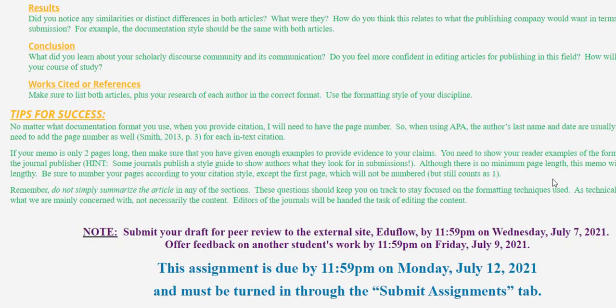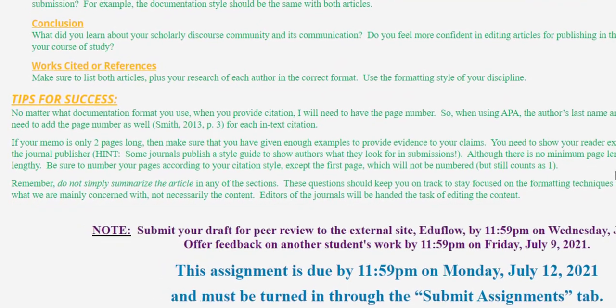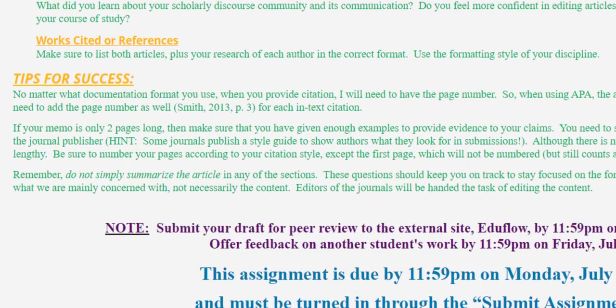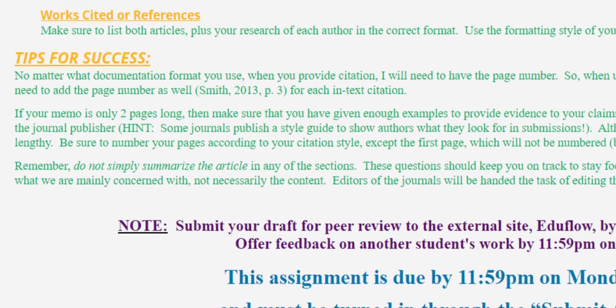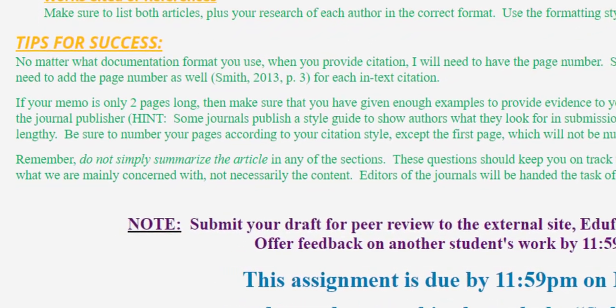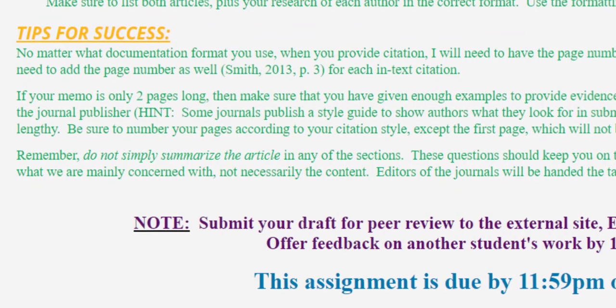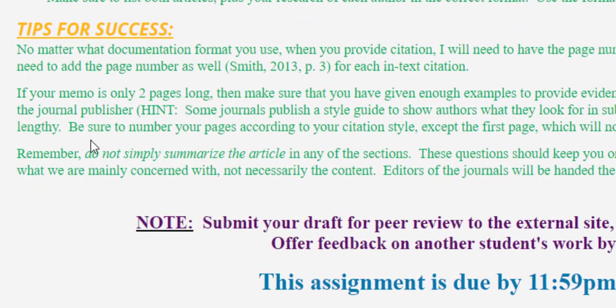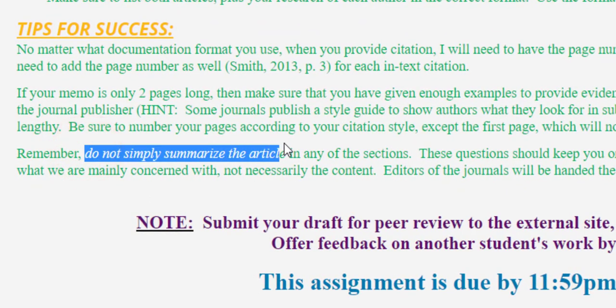If you write something where the article was written by one person, then the about the author section is going to be very, very short, and therefore your entire memo will be shorter. So again, you're not looking to summarize the article. Do not summarize the article in any of these sections. You're going to tell me what it's about, yes, but you're not going to go through a whole full-length summary.